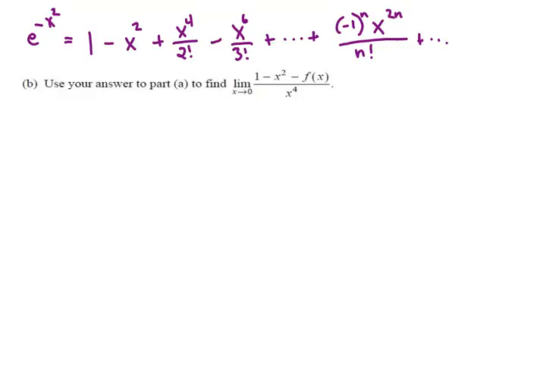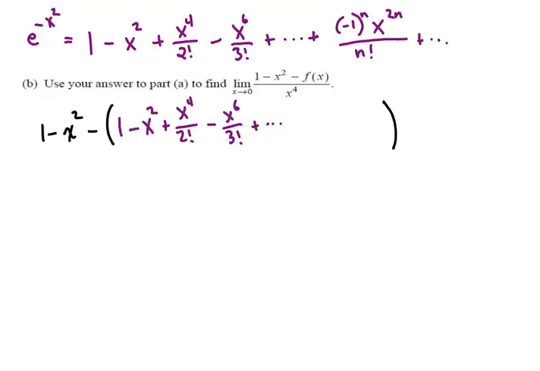In Part B, we're asked to use the answer to Part A, which I have in purple above, to find the limit as x approaches 0 of (1 minus x squared minus f of x) over x to the fourth. And so if f of x is e to the negative x squared, then basically what we're looking for in our numerator is 1 minus x squared minus that whole series there.